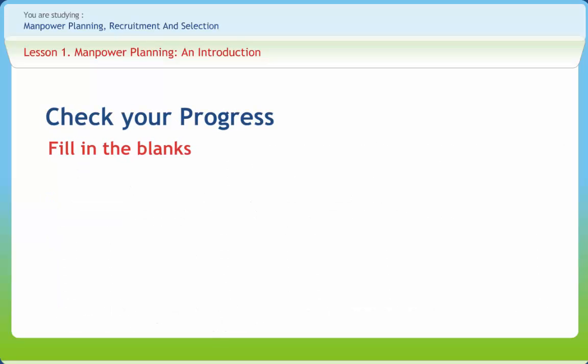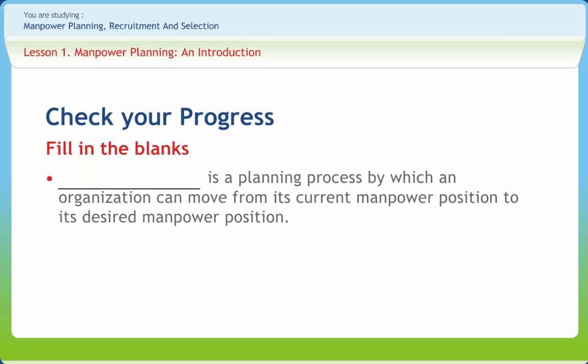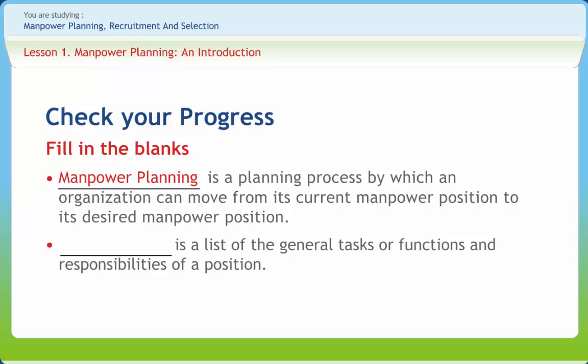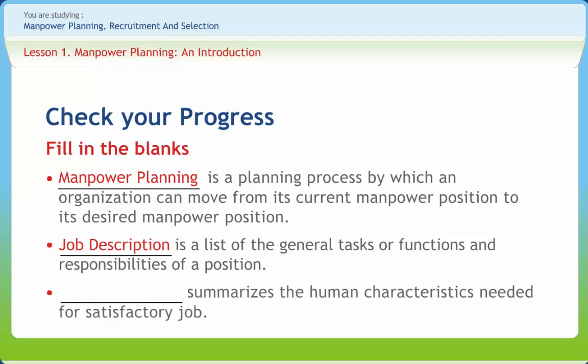Now let us check if you have understood the various concepts discussed in this lesson clearly. A planning process by which an organization can move from its current manpower position to its desired manpower position is known as manpower planning. What do you call the list of the general tasks or functions and responsibilities of a position? Job description. What summarizes the human characteristics needed for satisfactory job? Job specification.